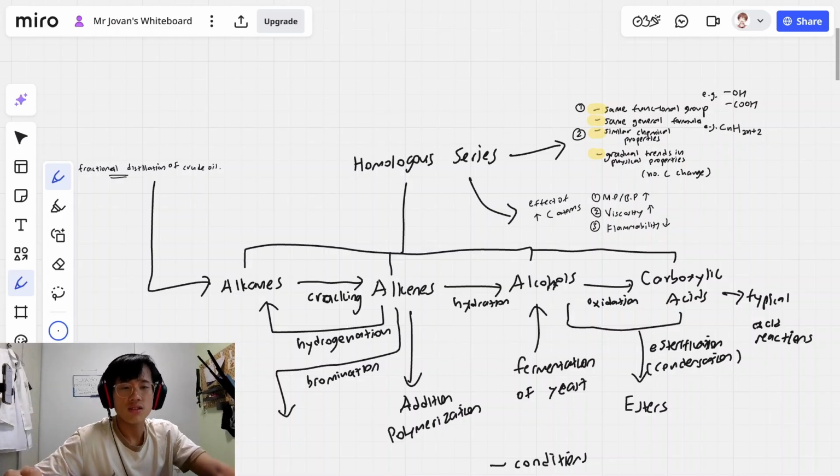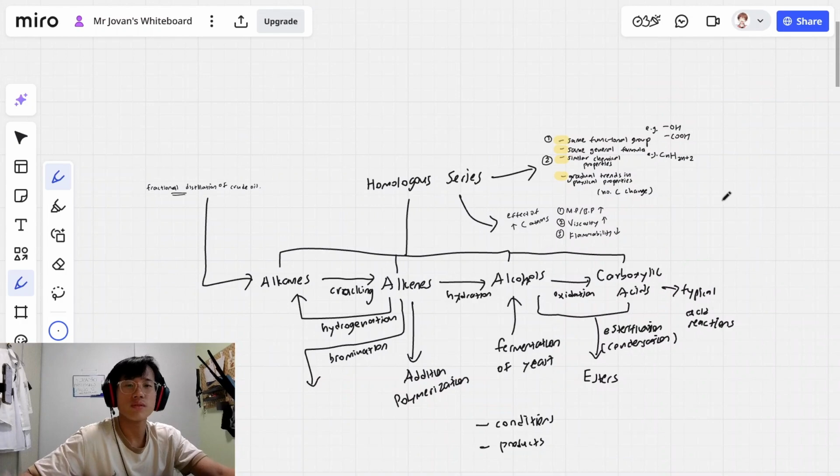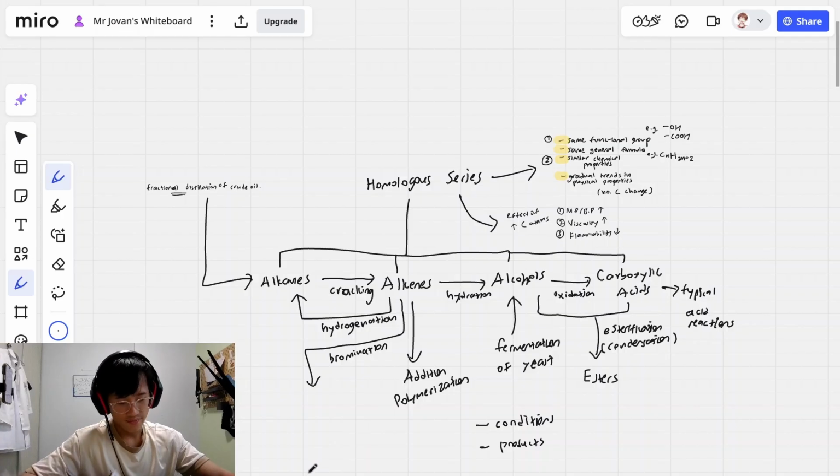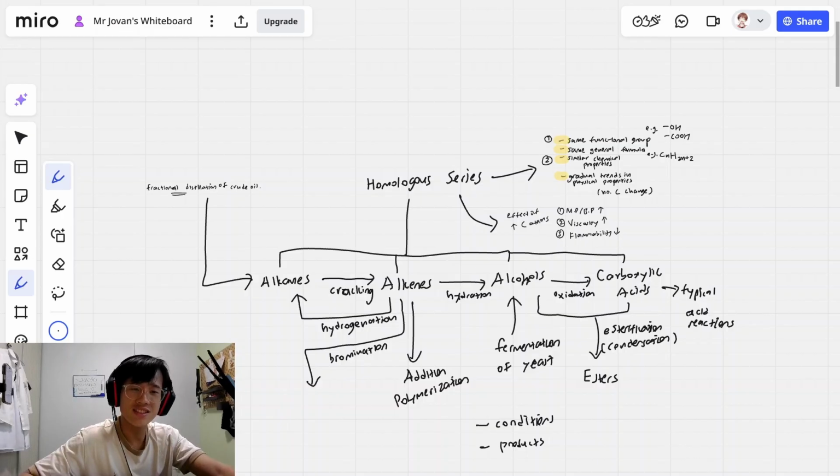Take a look at this mind map. You can draw it down if you want, but you can draw it much more neatly than me. The individual breakdown for all the chapters, I think you should have already written down by now. You can also refer to the previous parts of the videos and make your notes. So that's about it for organic chemistry. Congratulations!